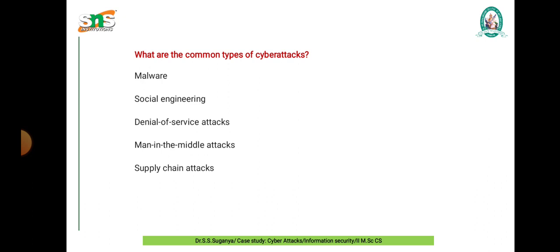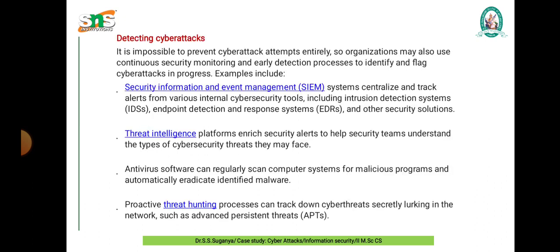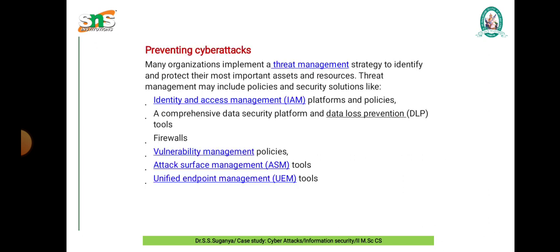So let us see the common types of cyber attacks. They have been classified as malware, social engineering, denial of service attacks, man in the middle attacks, and supply chain attacks. When we go for detecting cyber attacks, examples include SIEM, that is security information and event management, threat intelligence, antivirus software, and proactive threat hunting.